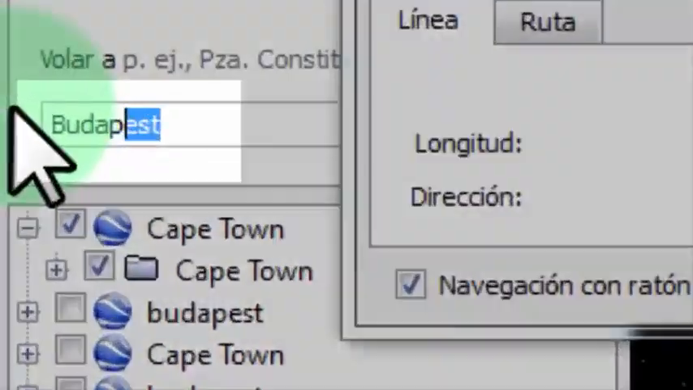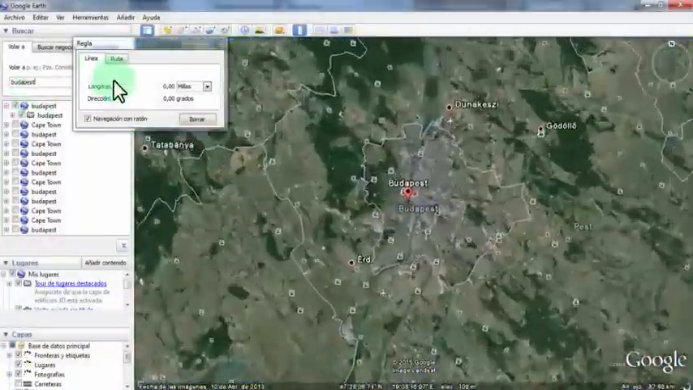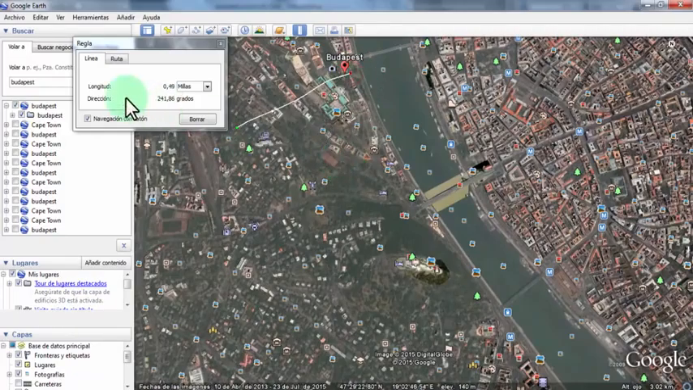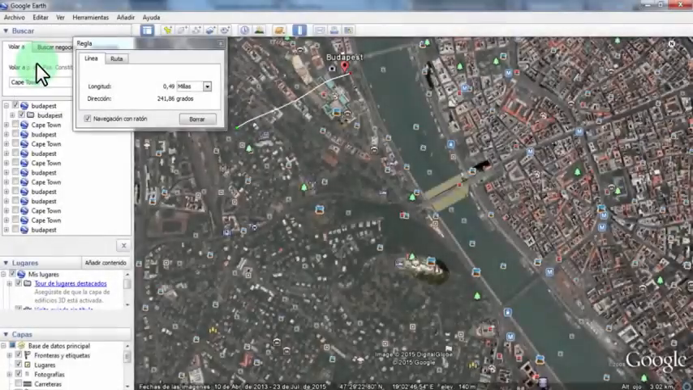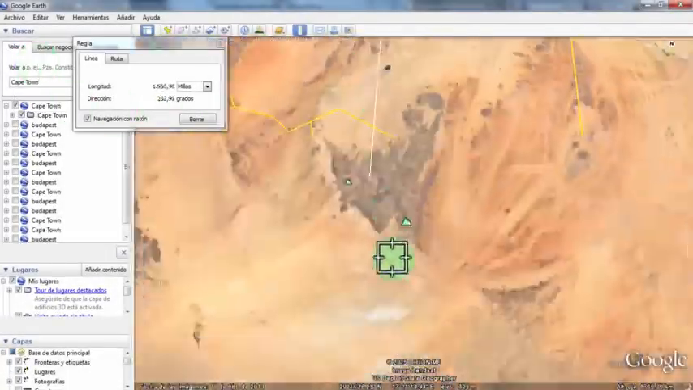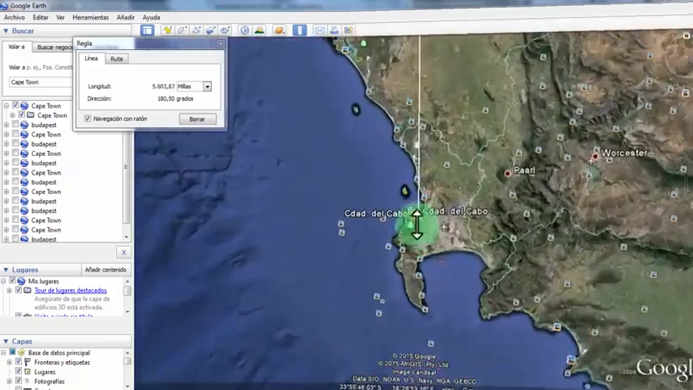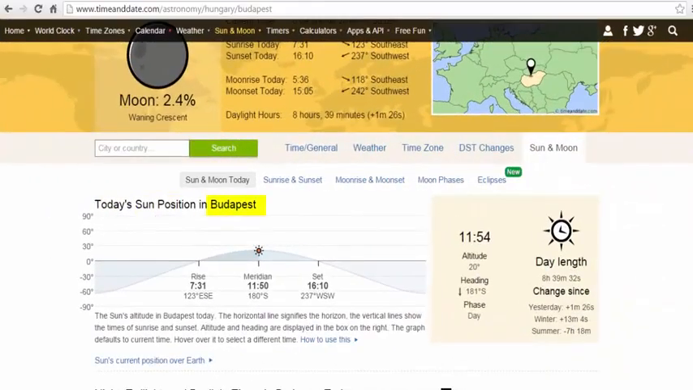Now we are going to choose two cities that lie under the same meridian circle. I chose Hungary, Budapest, and South Africa, Cape Town. Please notice that in January, and according to Time and Date website, the sun at midday should be between these two cities. As you can see, in Cape Town, the sun at midday is in the north, while in Budapest, it's in the south, which makes our math easier, of course.